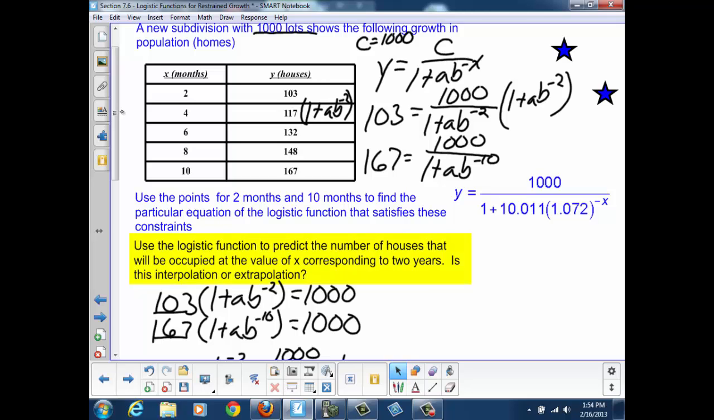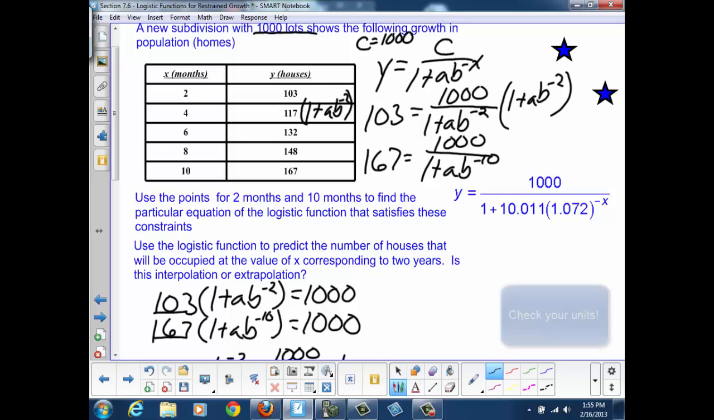we want to predict the number of houses that will be occupied at the value of x corresponding to 2 years. Is this interpolation or extrapolation? Well, let's put these values into our calculator, and then we have to recognize that this is actually a bit of a trick question, because when they say 2 years, we have to recognize that x was originally given to us in months. So our 2-year value for x is actually x equals 24.